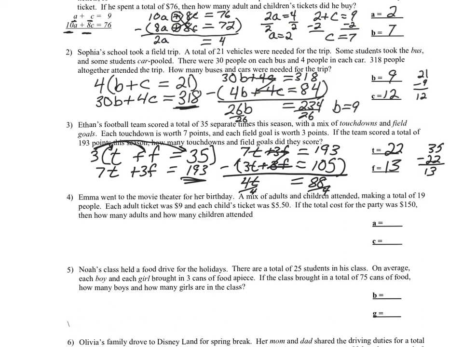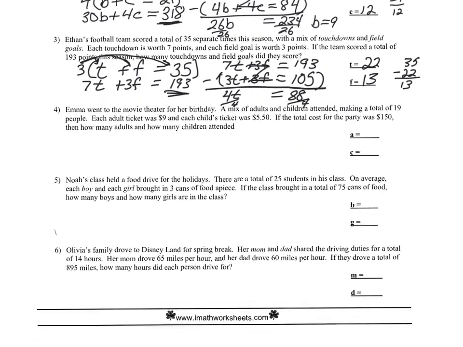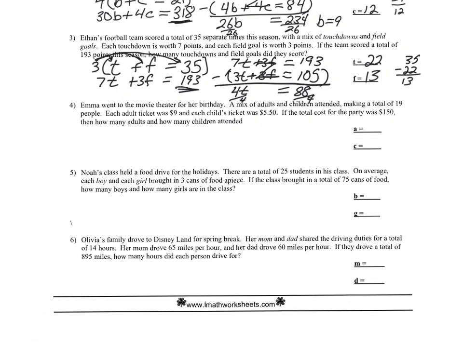And we went to the movie theater for her birthday. A mix of adults and children attended, making a total of 19 people. So adults plus children equals 19. Okay, number of adults plus the number of children is equal to 19.